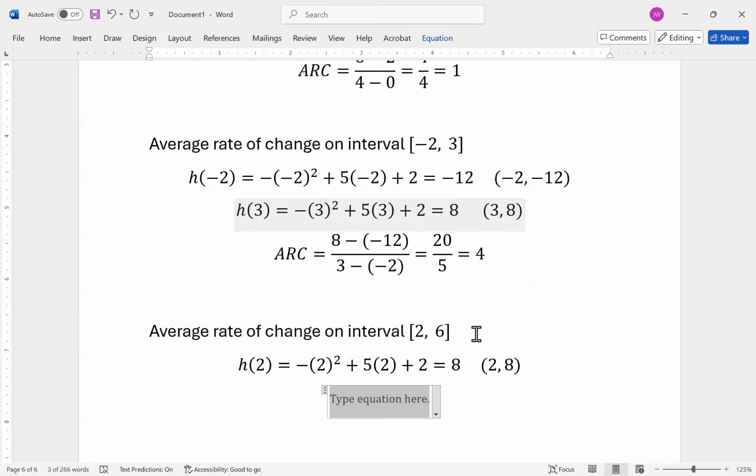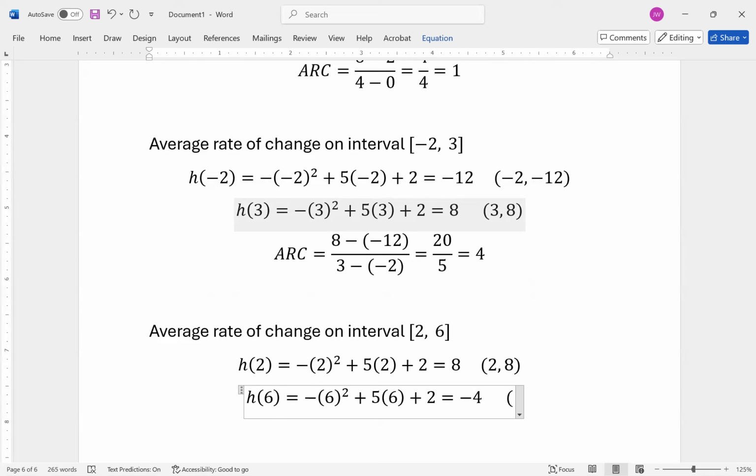And then plugging in 6 into h, negative 6 squared plus 5 times 6 plus 2. That's going to be -36 plus 30 plus 2, which gives me a -4. So we're at the point 6, -4.